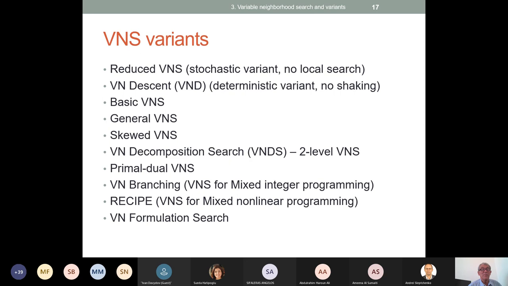Skewed VNS also has very nice applications and very good results, where you use the simple idea that if you are very far from your incumbent, or best solution currently, but the solution is not very much worse, then move there. Maybe in that area there is something.